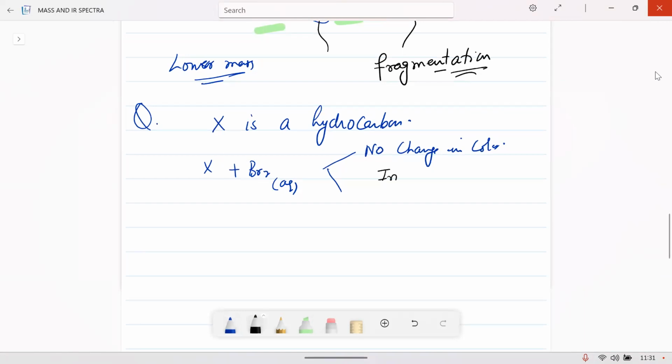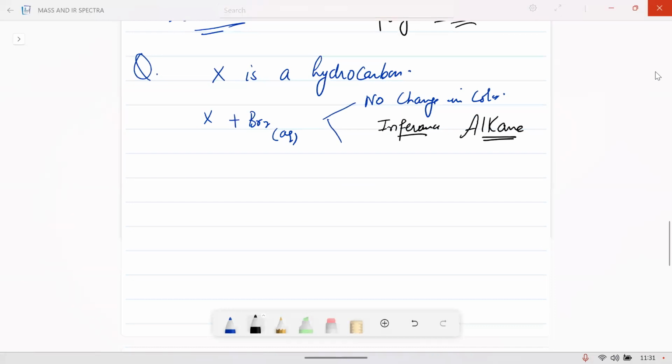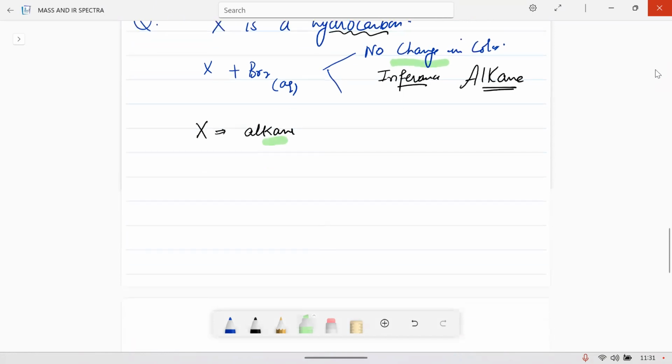The first thing is what inference you get. Now this can be asked in your unit 3 also. Inference means what can you deduce, what information you can get about this. So now since there is no change in color, we know it is an alkane. That's the first thing. Right now we know X is an alkane because it was a hydrocarbon and there is no change in the color. Next thing they said that the mass spectra of X is given.